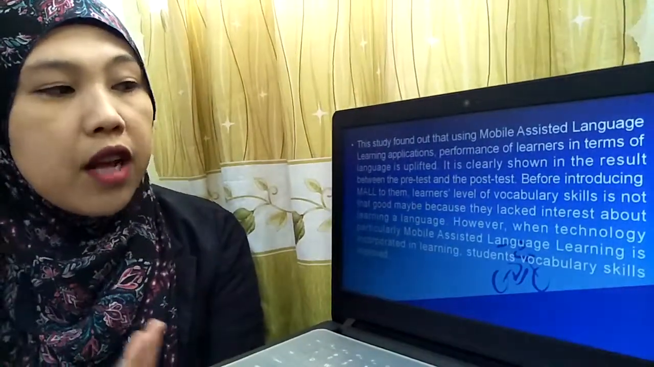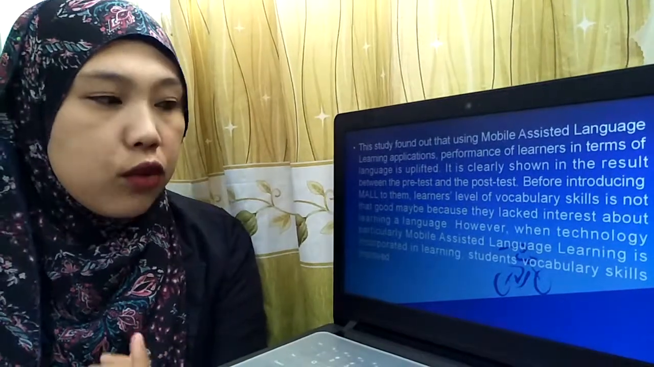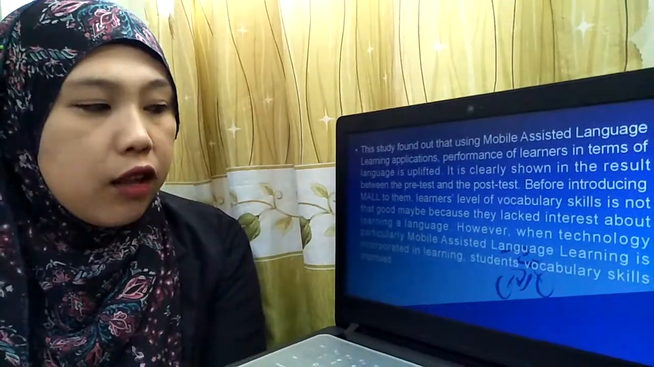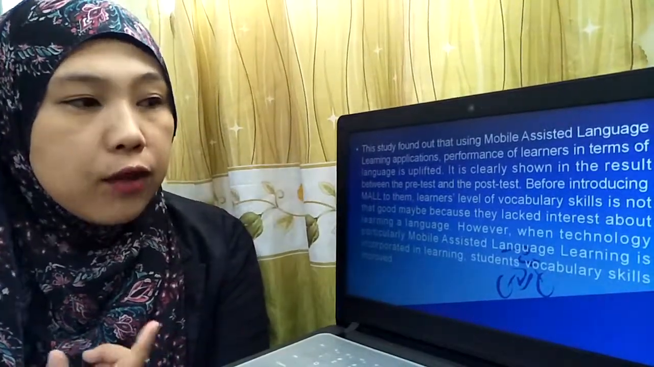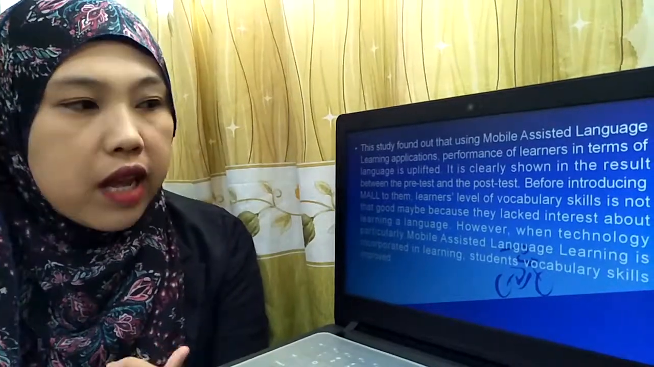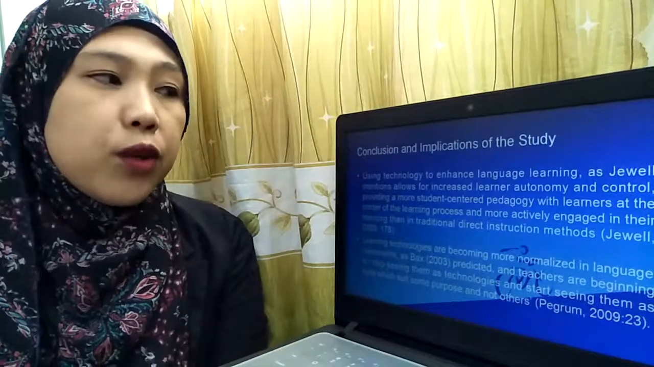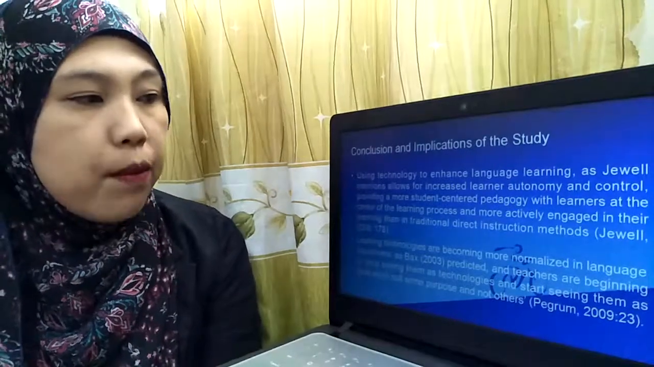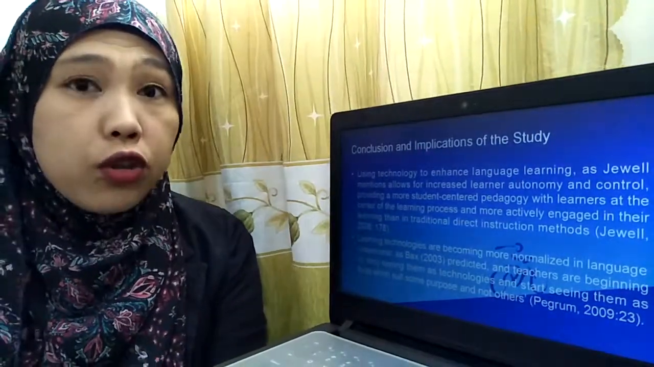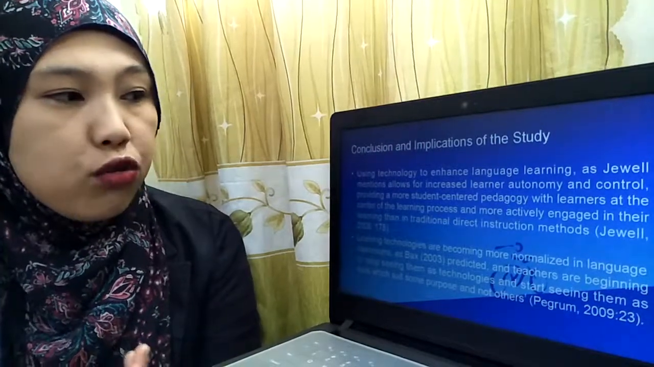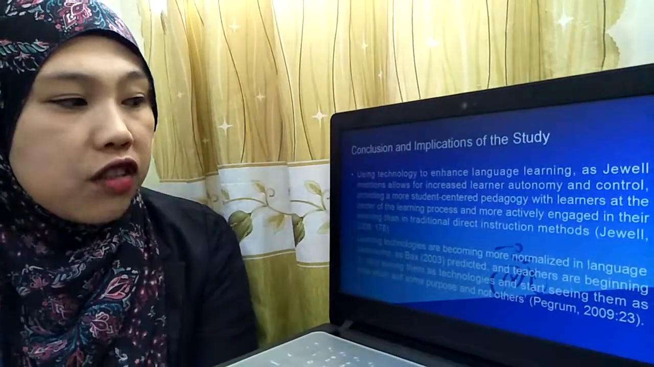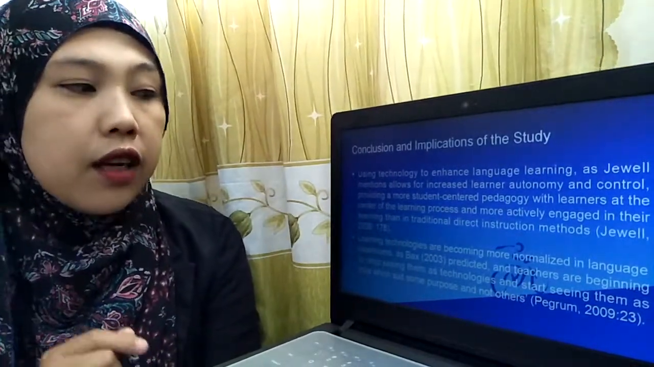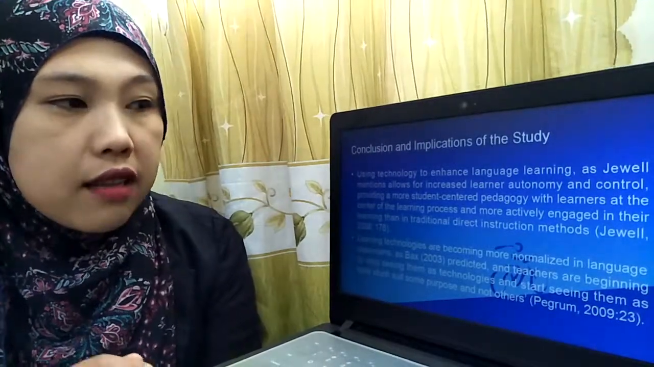Before introducing MALL to them, learners' level of vocabulary skills was not that good, maybe because they lack interest in learning a language. However, when technology, particularly mobile-assisted language learning, is incorporated in learning, students' vocabulary skills improve. As for the conclusion and implication of the study, using technology to enhance language learning, as Joel mentions, allows for increased learner autonomy and control, providing a more student-centered pedagogy with learners at the center of the learning process and more actively engaged in their learning than in traditional direct instruction methods.